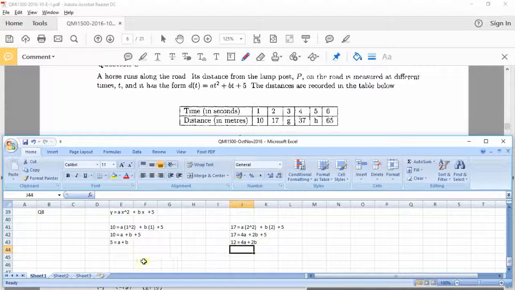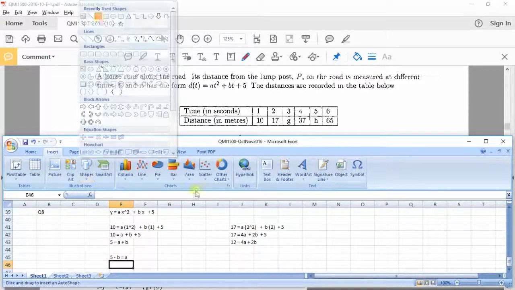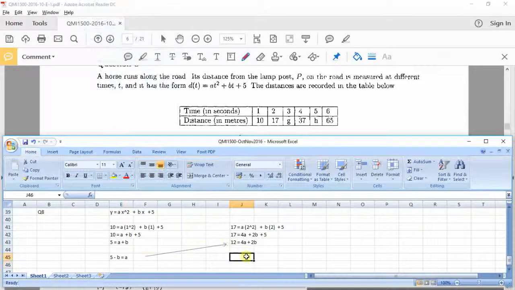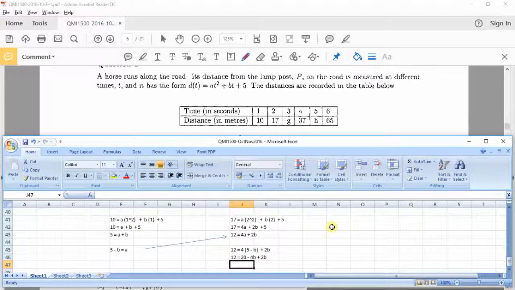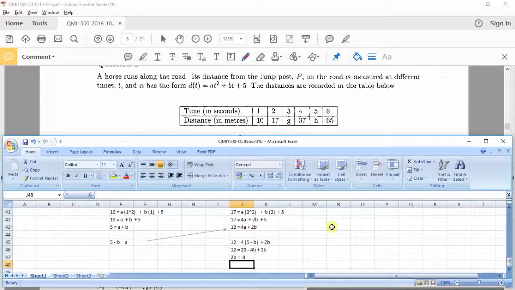Right, now I need to simplify. So let me use this first equation. I'm going to make a the subject. So 5 minus b equals a. Right, then I'm going to take that and plug it in. So 12 equals 4 open brackets 5 minus b close brackets plus 2b. 12 equals 5 times 4 is 20 minus 4 times b is 4b plus 2b. Okay, minus 4b plus 2b is minus 2b, so take 2b that side. 20 minus 12 is 8. b equals 4.